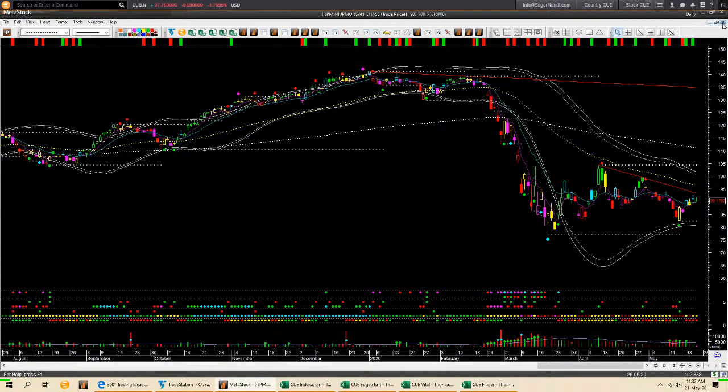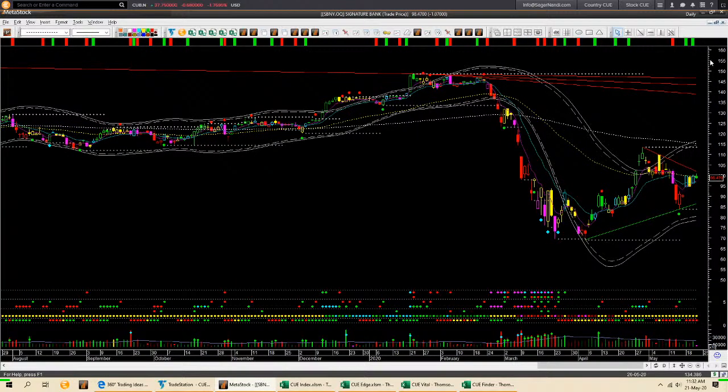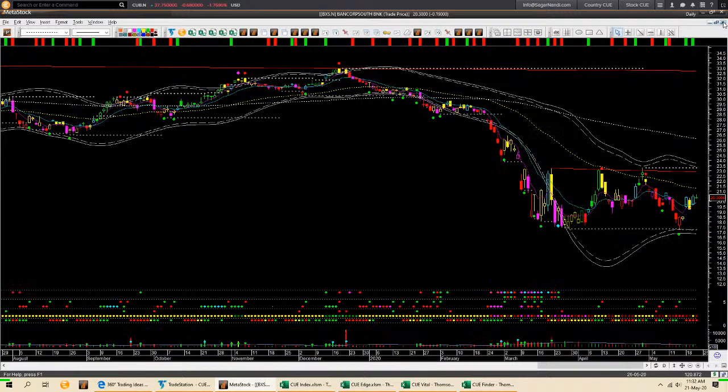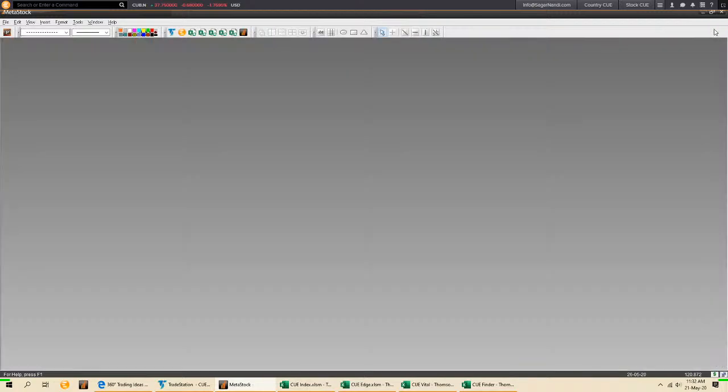JP Morgan, this is also coming down from near the memory resistance. However, the traffic light candle color is green. Therefore, I am not going to short it. Close JPM. Same is true, coming down from near memory resistance, but traffic light candle color is still green. BXS, no Q trade setup here. We didn't find any trade there.